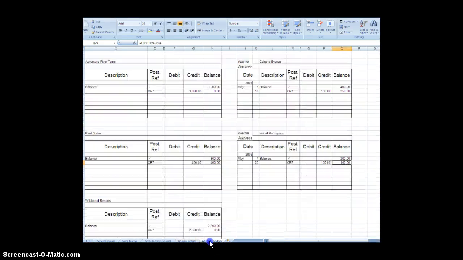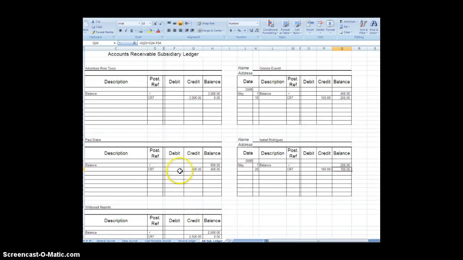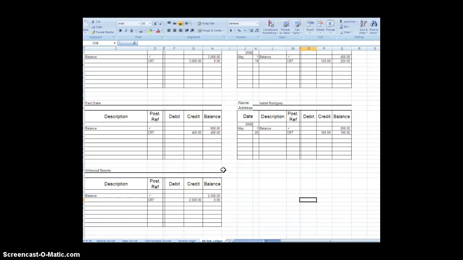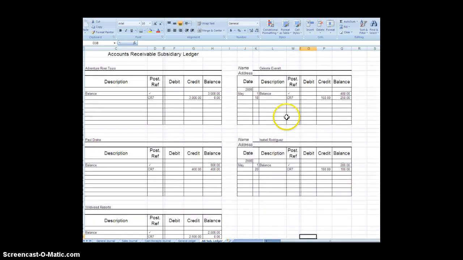Okay, and real quickly, click on your accounts receivable subsidiary ledger because I didn't get a chance to show you that one. We start with Adventure River Tours. They now have a zero balance. Paul Drake, like we said before, is $400. Wildwood has a zero balance. Celeste Everett is $250. And Isabel Rodriguez is $100. So there you have it. Everything that you need to know for this chapter 16.